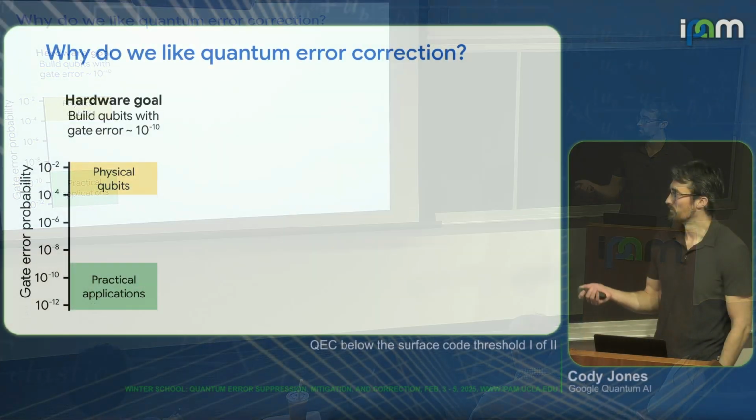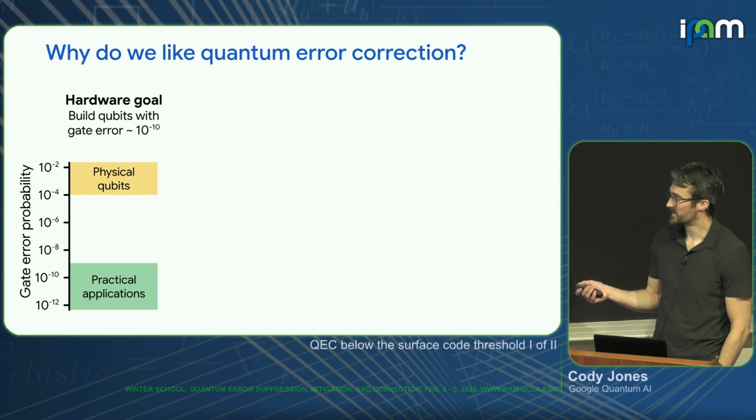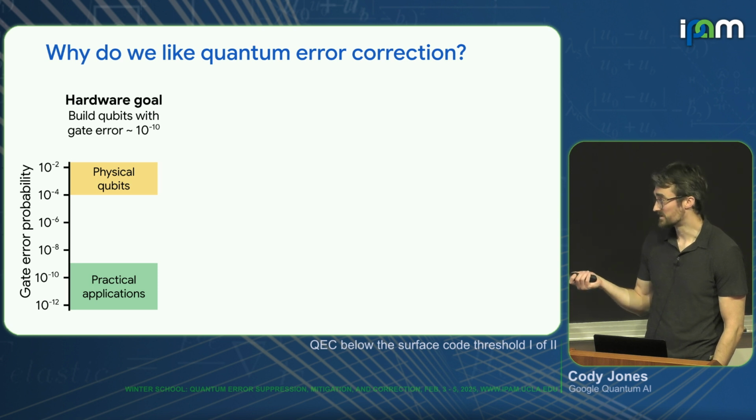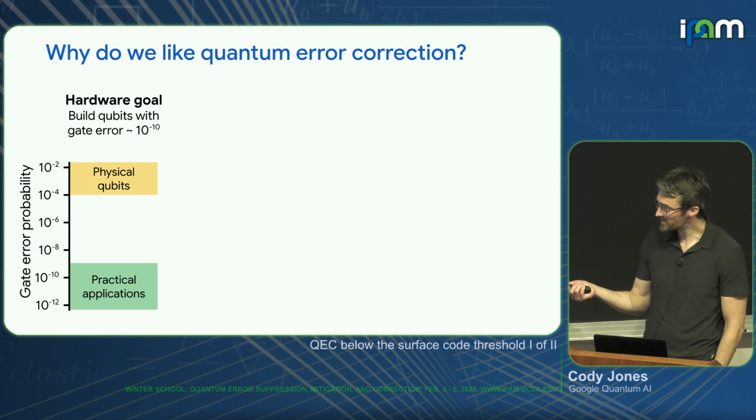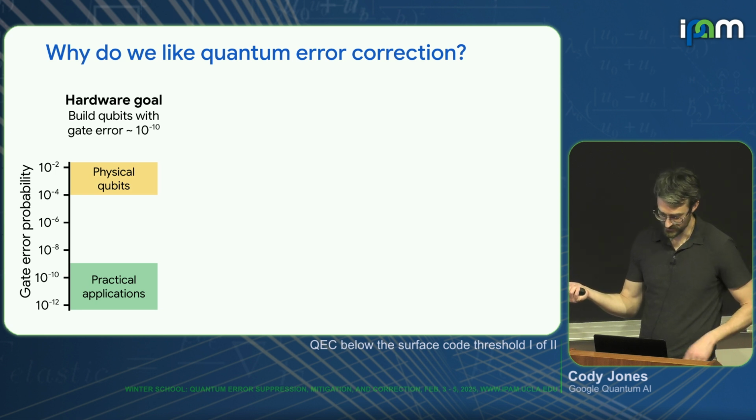Okay, so why do we like quantum error correction? Well, it starts from this simple premise that in order to do useful applications, we think we're going to need something like an error per gate of about 10 to the minus 10. That's because useful applications will use something like 10 to the 10 gates, we think. And when we look at the state of physical qubits today, we see that the errors per operation in physical gates for physical qubits is significantly higher than this.